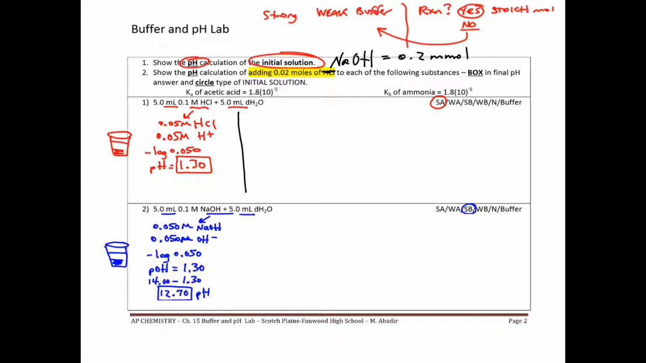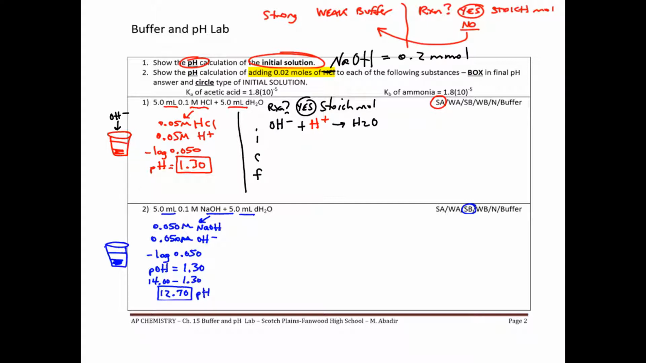So here in the first beaker we have H plus and we're adding OH minus into this. First question, is there a reaction? The answer is yes. So we do stoich in moles. The stoich in moles is going to be OH minus plus the original H plus, and that will yield water. We're going to do ICF.